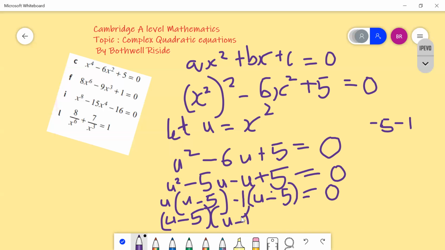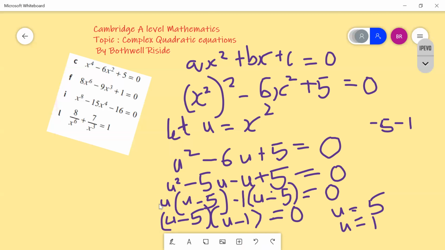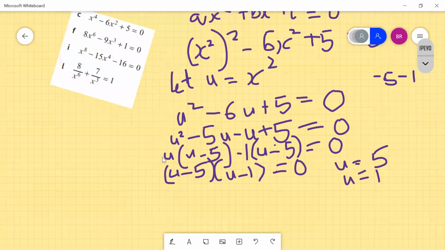So in this case, let me just redo this one a little bit. We have u minus 1 is equal to 0, or u minus 5 is equal to 0. This means that u is equal to 5, or u is equal to 1.